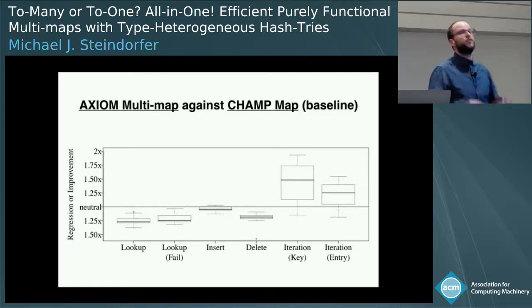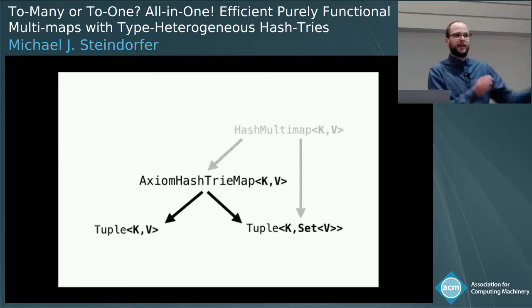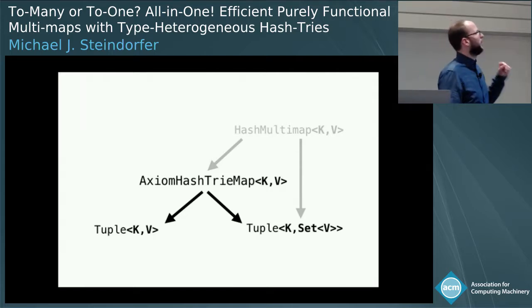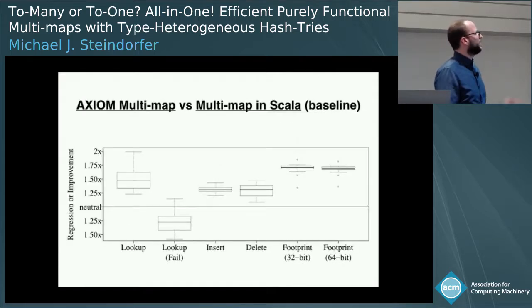But now, let's use it really as a multimap and compare apples to apples. In that case, if you compare it to the multimap in Scala, we actually see that for the basic operations, we can improve by roughly 25 to 50%.